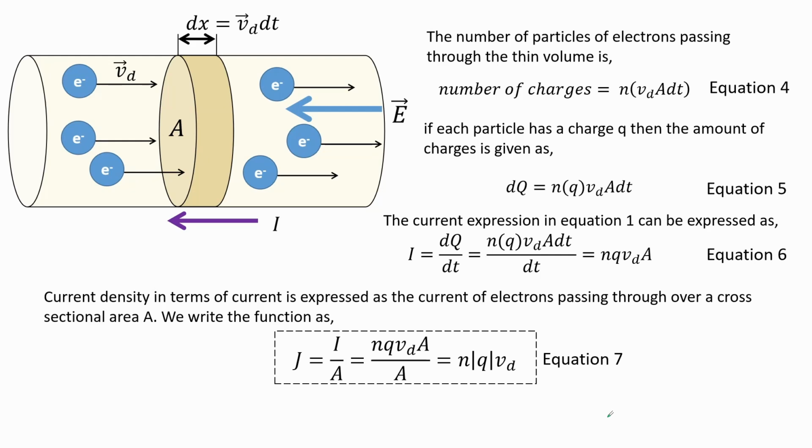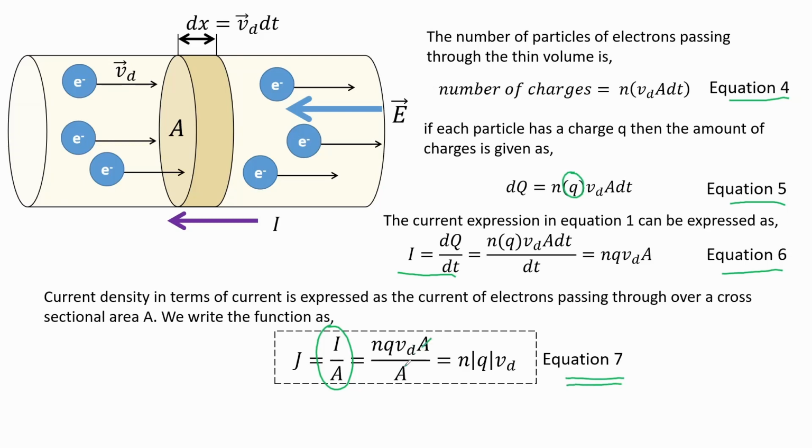The number of particles of electrons passing through the thin volume is given in equation 4. If each particle has a charge q, then the amount of charges is given as in equation 5. The current expression in equation 1 can be expressed as equation 6. Current density in terms of current is expressed as the current of electrons passing through over a cross-sectional area A. We write the function as in equation 7, where the area cancels out.